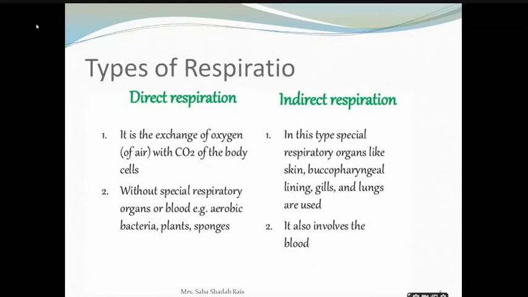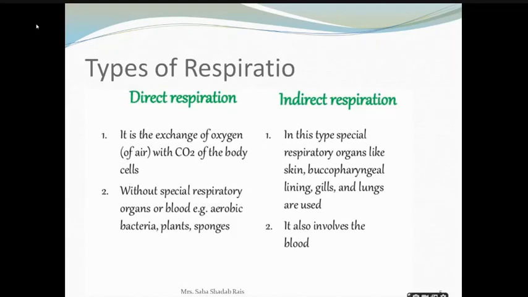They don't require any special respiratory organ. You will not find blood or any special respiratory organ in plants or certain types of organisms. They simply exchange the gases by the diffusion process. What do you mean by that diffusion?